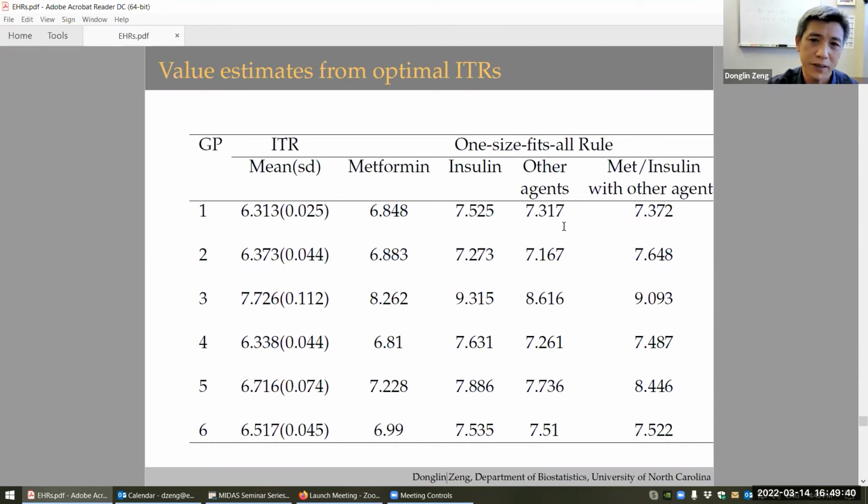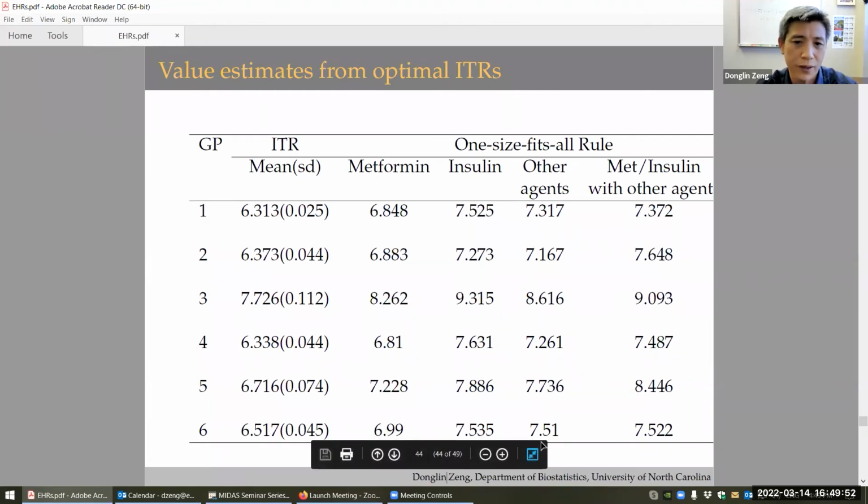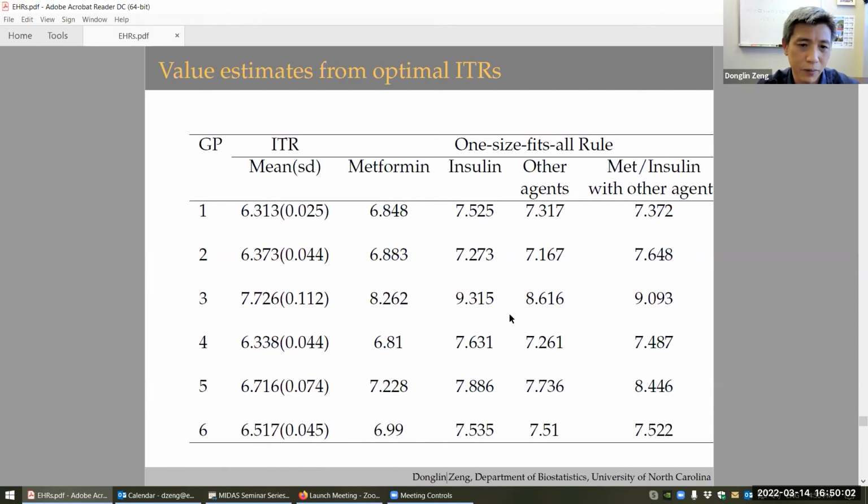One size fits all basically means you suppose all patients use metformin, what's the average A1C level? And if they all use insulin, what happens? That's the number you get from empirical data, and then we compare with ours. You can see in general our results tend to be smaller than the others. That means better, because a smaller A1C level means we have more control over the A1C level.